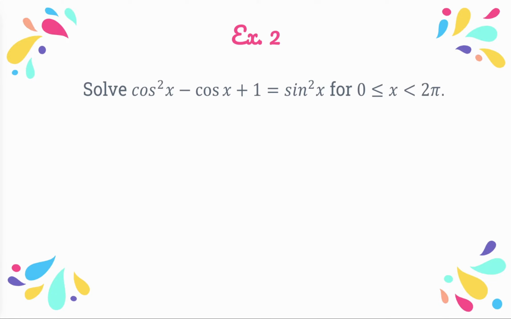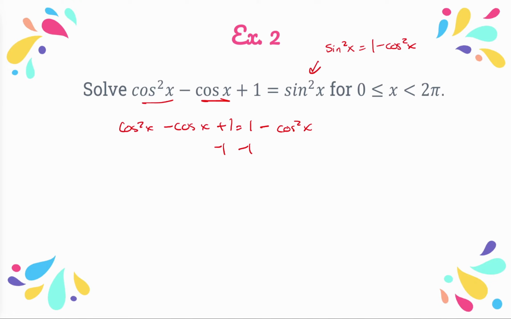Solve cosine squared x minus cosine x plus 1 equals sine squared x. We are going to want to get all of these to be cosine because we got a cosine here and a cosine here. We want to turn this sine squared x into cosine squared x using the Pythagorean identity. So we're going to make this cosine squared x minus cosine x plus 1 equals 1 minus cosine squared x. And we can subtract 1 from both sides. That's going to actually make both of our 1's go away.